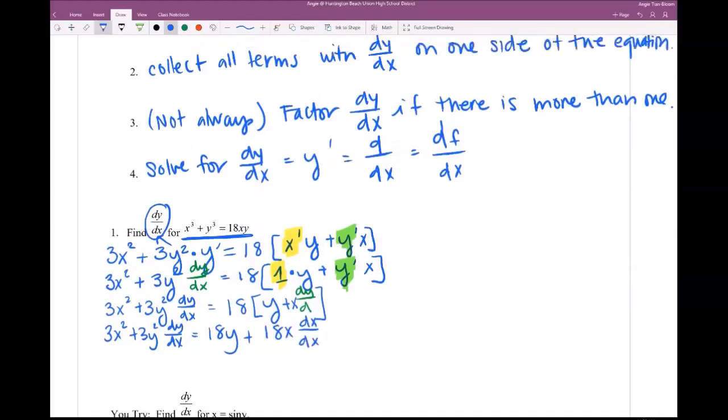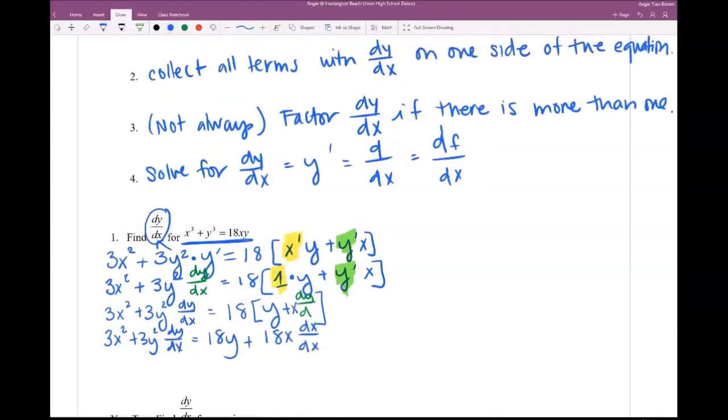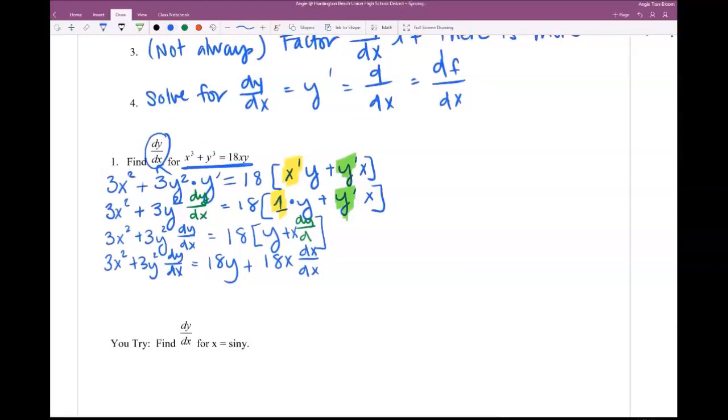And step number 2 says, collect all terms with dy dx on one side. So you can decide, you can move it to the right, you can move it to the left. It doesn't matter, you have to pick one. So I'm moving this over here, and then I'm moving the dy dx over here, okay?